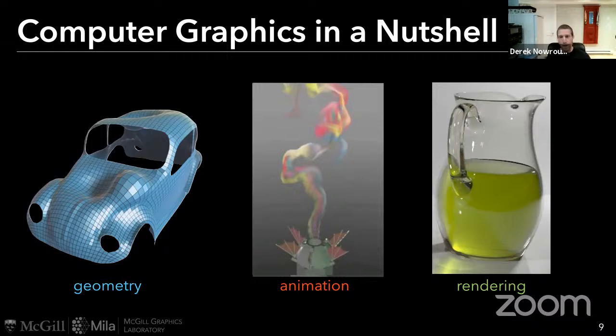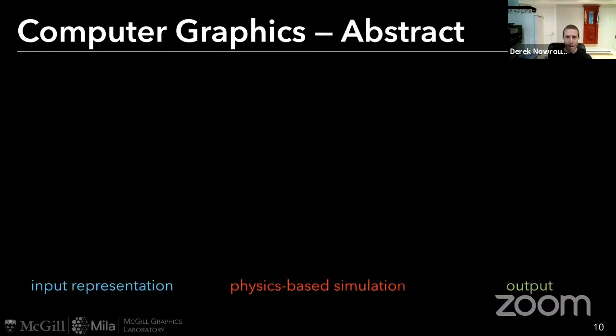Now, I've worked in each one of these areas and my focus has been in rendering, but today I'm going to shift a little bit away from rendering and focus more on the physics-based simulation part. At this stage, it's useful to abstract away these different components of the graphics pipeline into what the inputs are, how they are processed, and what kind of outputs we care about generating, generally speaking.